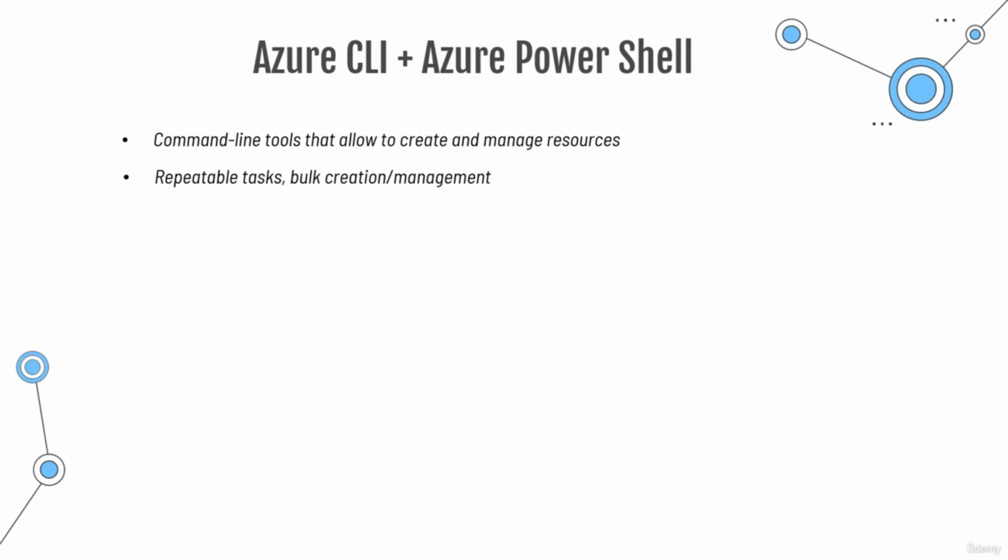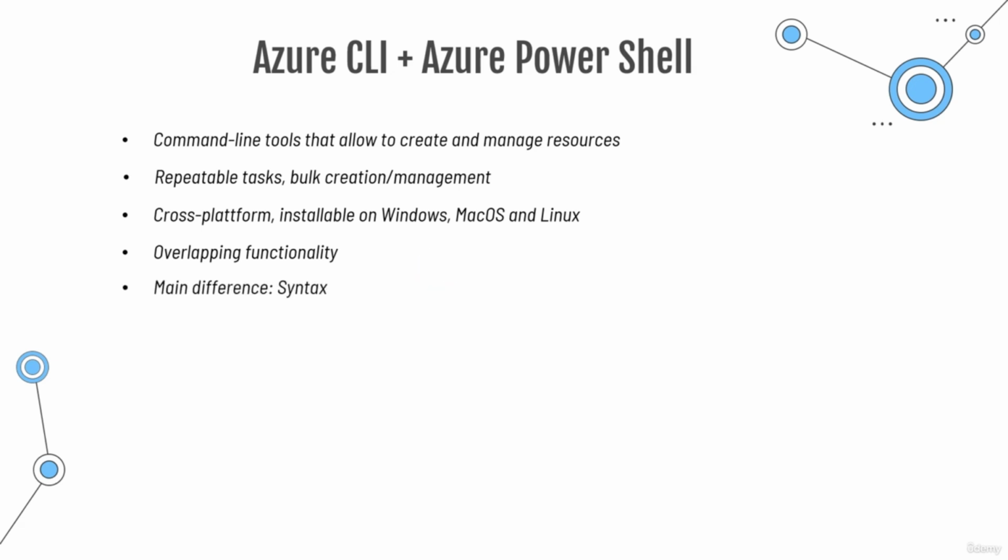This is a very good way if we have some repeatable tasks or some bulk creation. For example, if we need to create 50 resources in the exact same way, we shouldn't use the Azure portal, but we should use one of these two command line tools. These two tools work cross-platform. This means that we can install them on Windows, on macOS, and also on Linux. The functionality is very similar. There are some subtle differences, but overall, everything that we want to do, we can usually also do in both of these tools. The main thing in which those two tools differ is that they have a slightly different syntax.